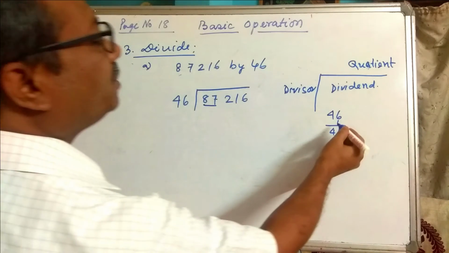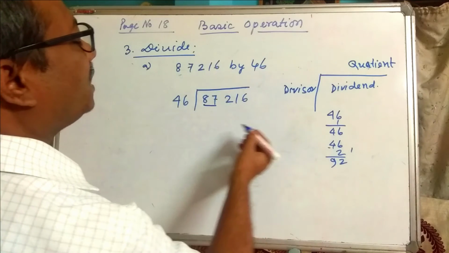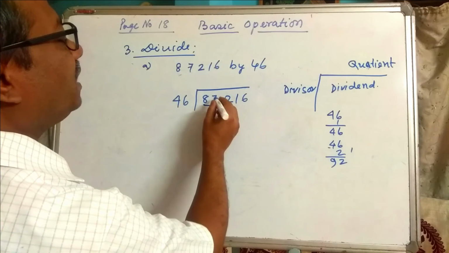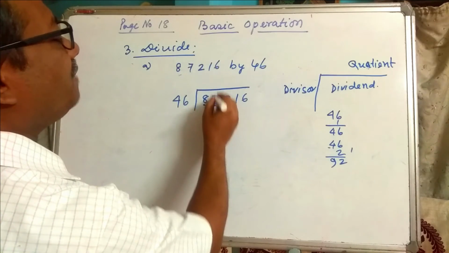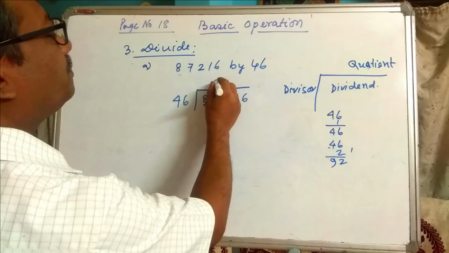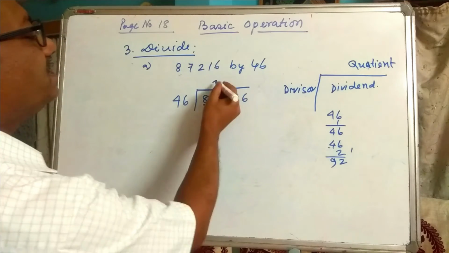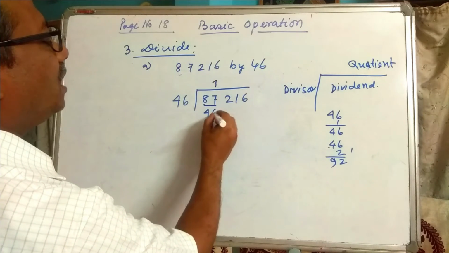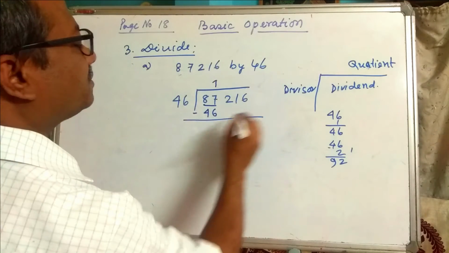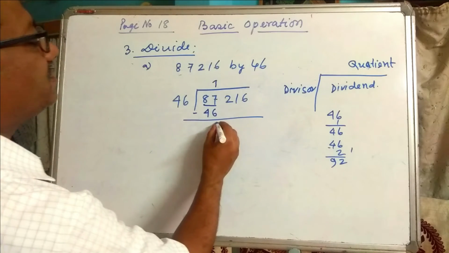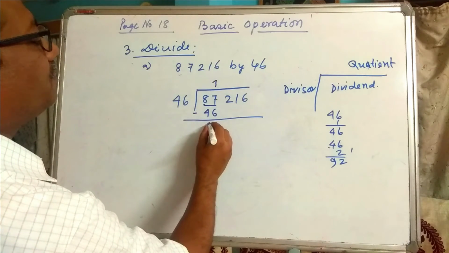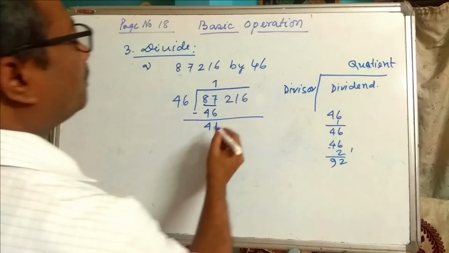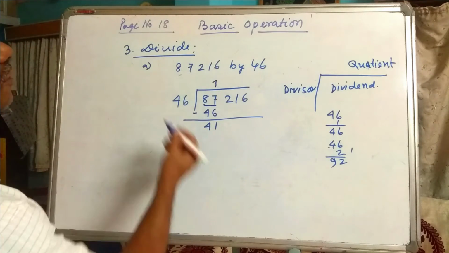So we will take 1 as quotient and it will be written above 7. So we will put the quotient here above 7. 46 1s are 46. Now you subtract it. 7 minus 6 is 1, 8 minus 4 is 4. Now 41 is smaller than 46.